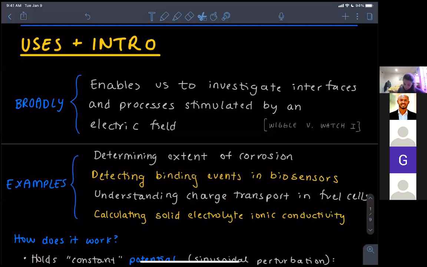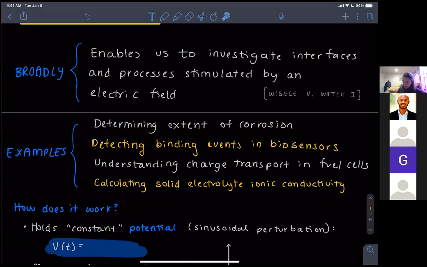It basically holds a constant potential. And then it creates this sinusoidal perturbation in your potential.